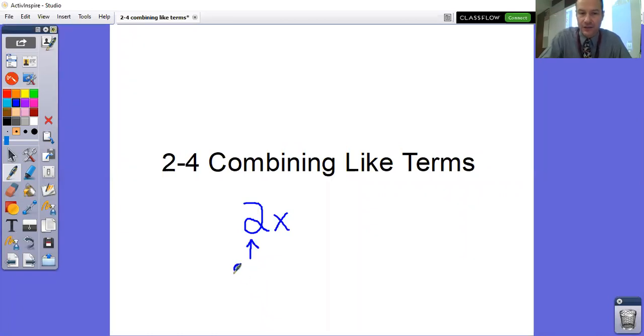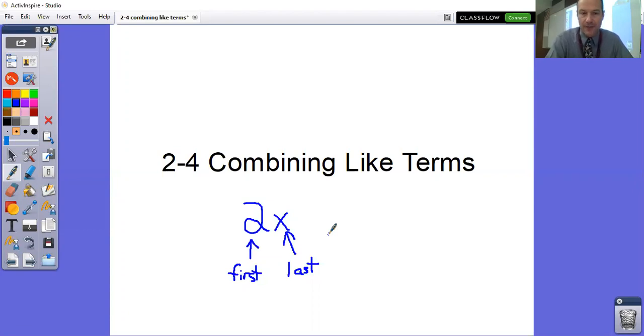I like to think of the 2, the number that's in front of the letter, as the first name. And I like to think of the letter as the last name. You're going to hear me say many, many times, you can only add together things that have the same last name. So you can only add together X's with X's. You can only add together Y's with Y's. You can only add together M's with M's, for example.